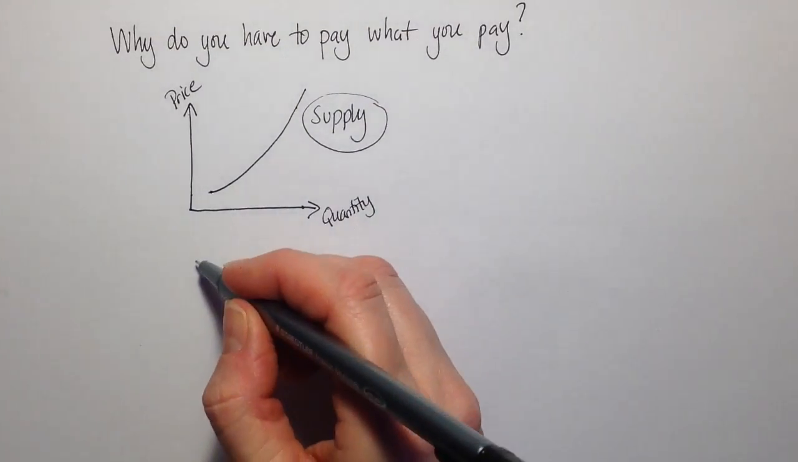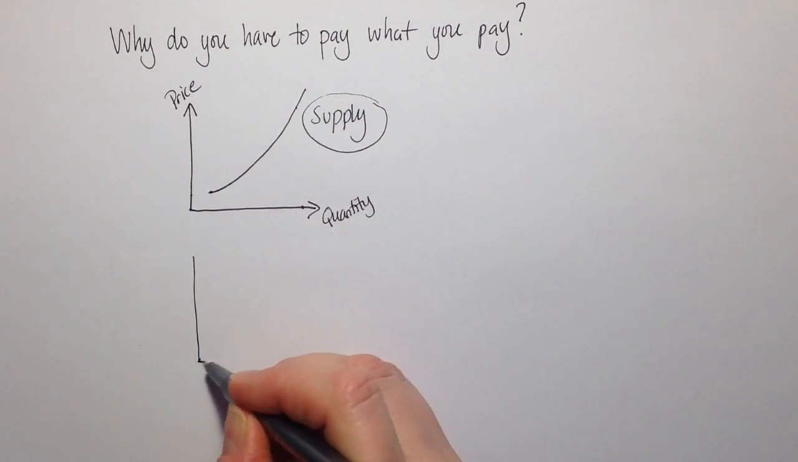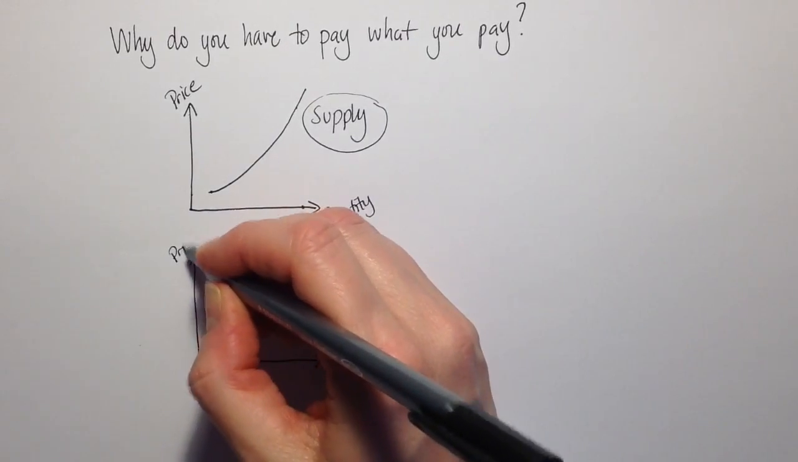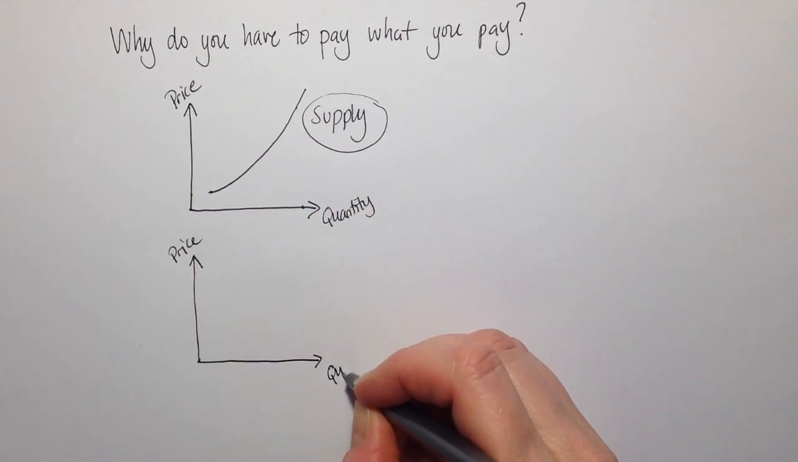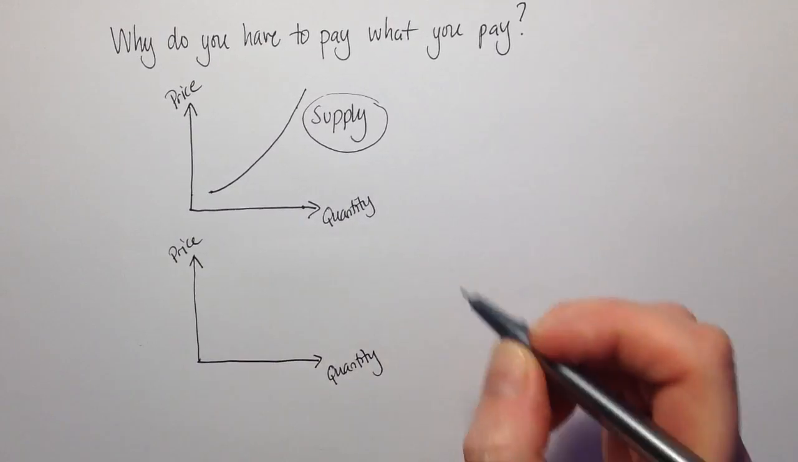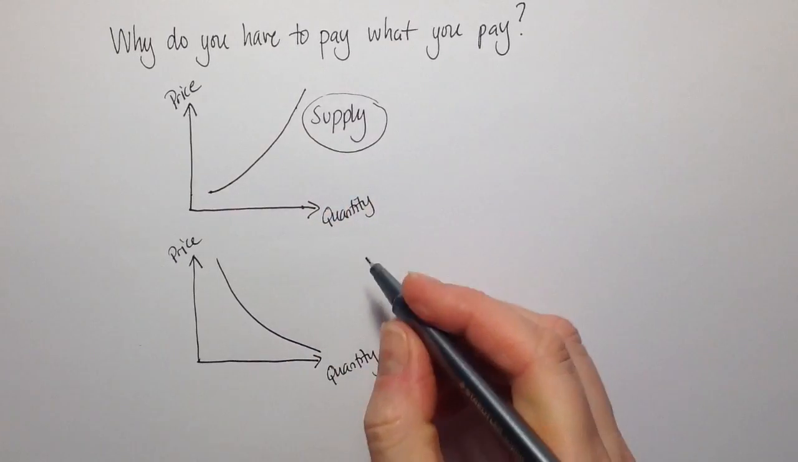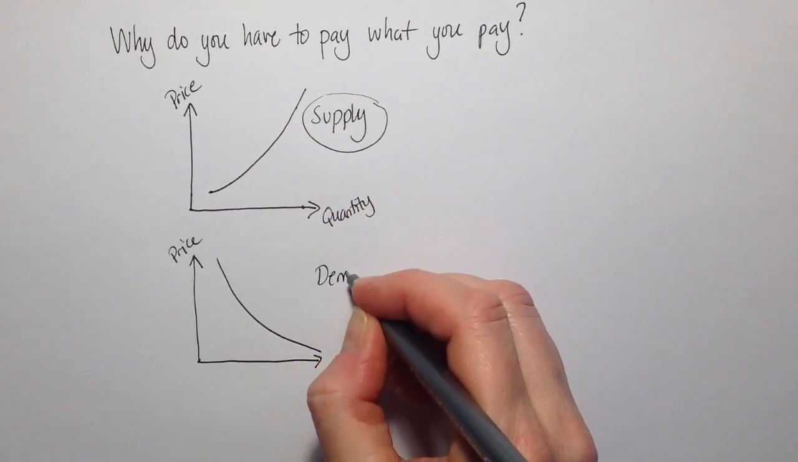Because now we're going to look at the other part of this. We have to draw the same basic graph here. We write price, we write quantity, but this time we do like this. And we call this demand.